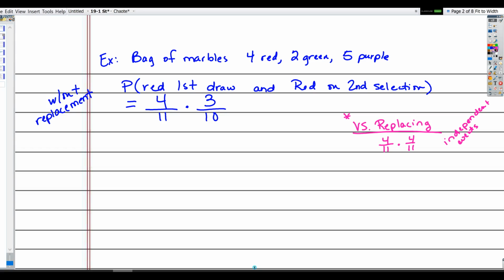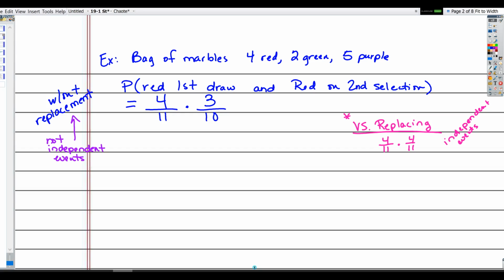And then over on the other one, these are going to be not independent. Not independent events. So basically what happens on one trial or one selection is going to impact what happens the next time. Okay, so without replacement, these are not independent.